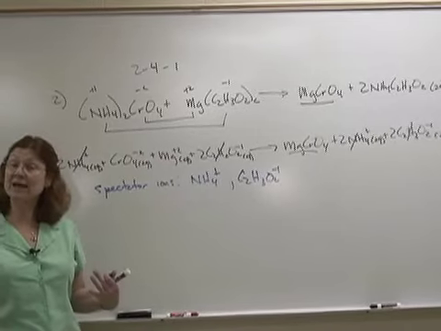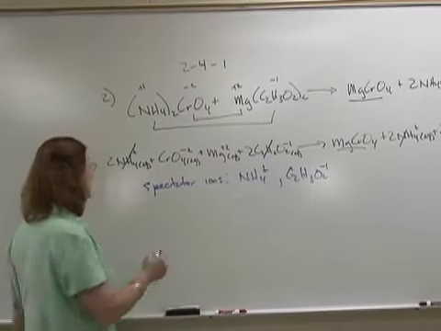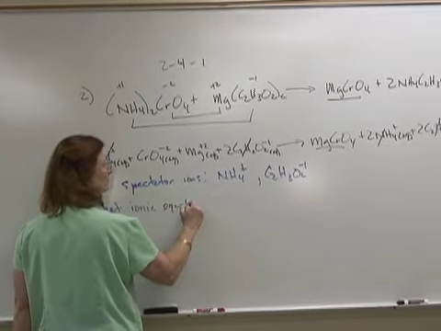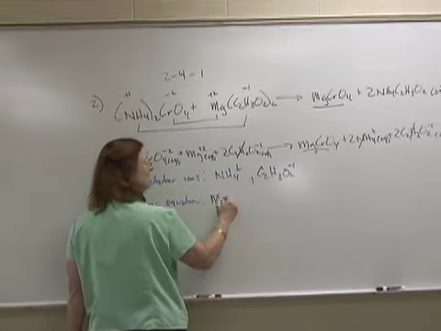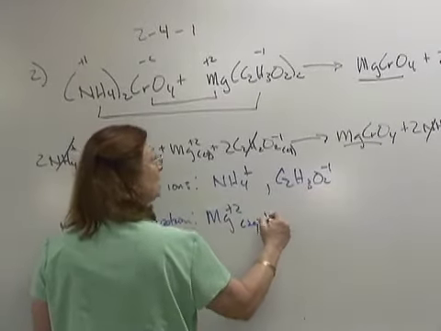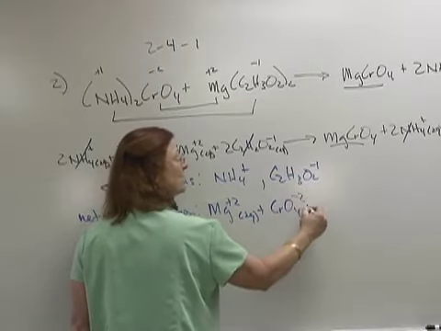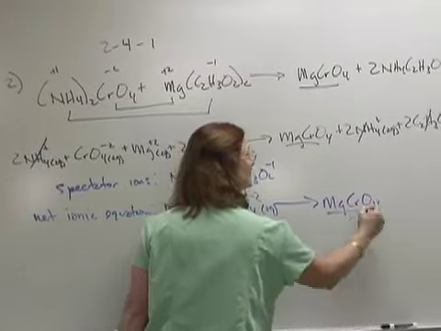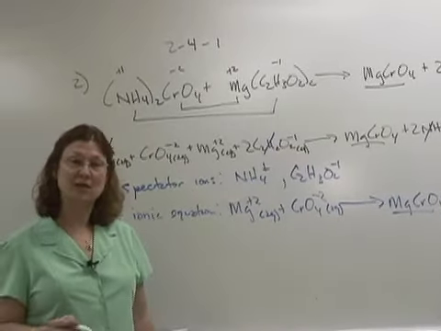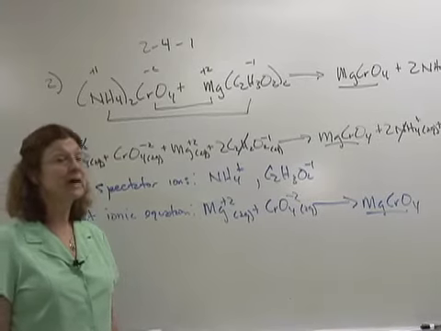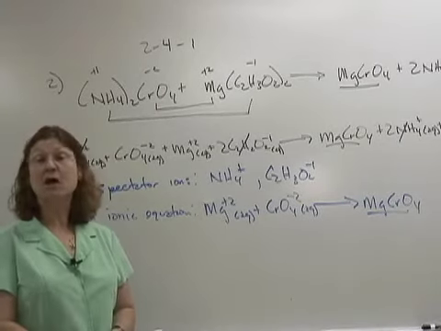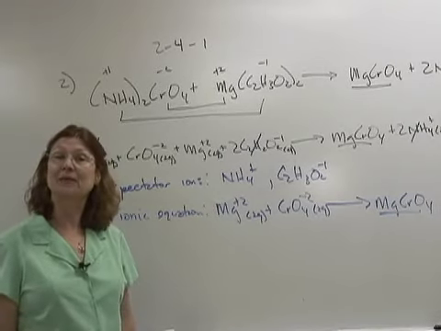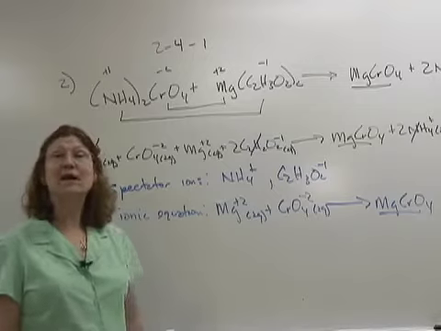And when I remove those ions, what I'm left with is my net ionic equation. So my net ionic equation is my magnesium ions, aqueous, plus my chromate ions, aqueous, forming my solid magnesium chromate. That would be my net ionic equation. And that's how you do those. And you will be required to do all of those on tomorrow's lab when you do the final write-up on that lab. Now, there's one more thing I need to tell you.